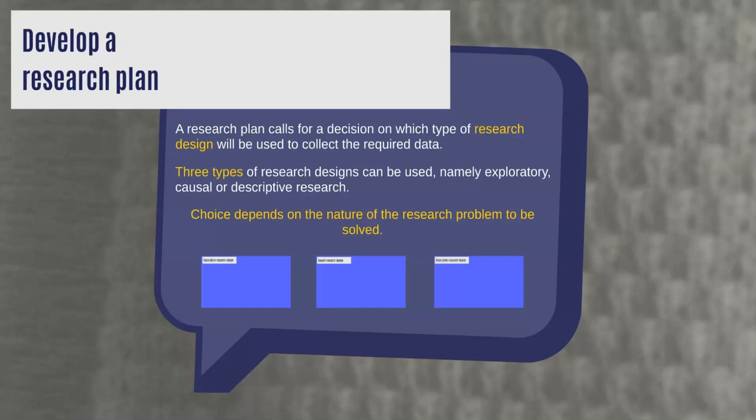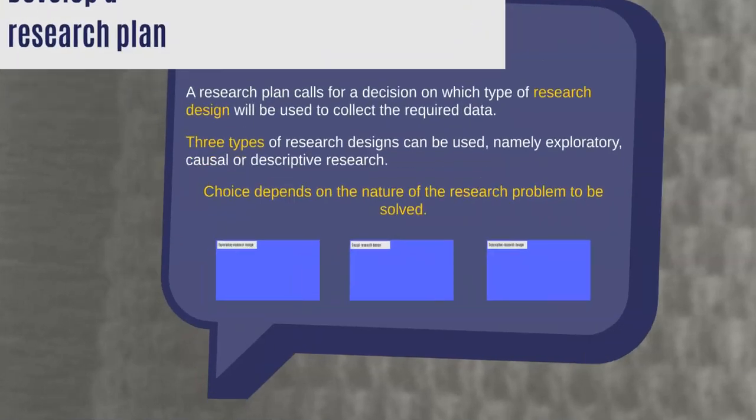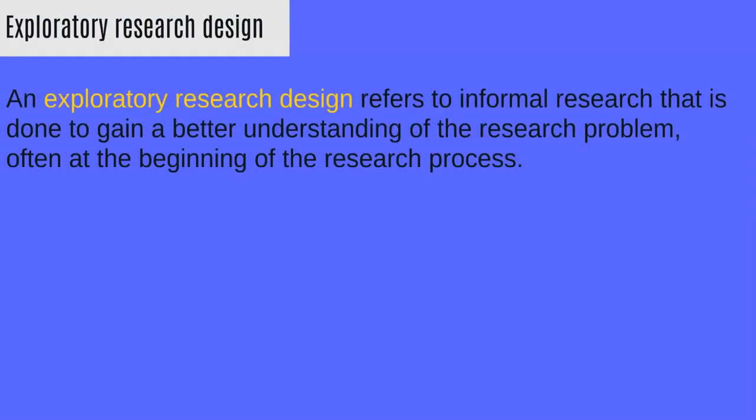If you progress with your studies, you can focus and understand these types, but for the purpose of this module, we will have a brief overview of them. The choice between these 3 types of research designs will depend on the nature of the research problem to be solved. The first one is exploratory research, and as the name suggests, it is very exploratory. It refers to informal research that is done to gain a better understanding of the research problem, often at the beginning of a research process.